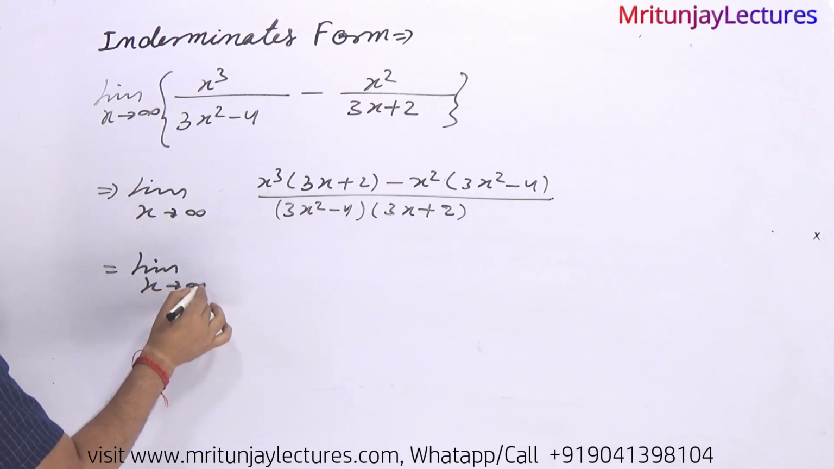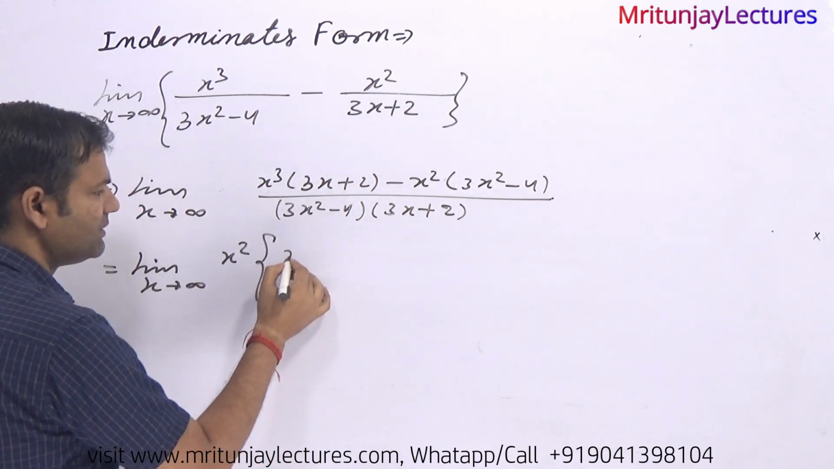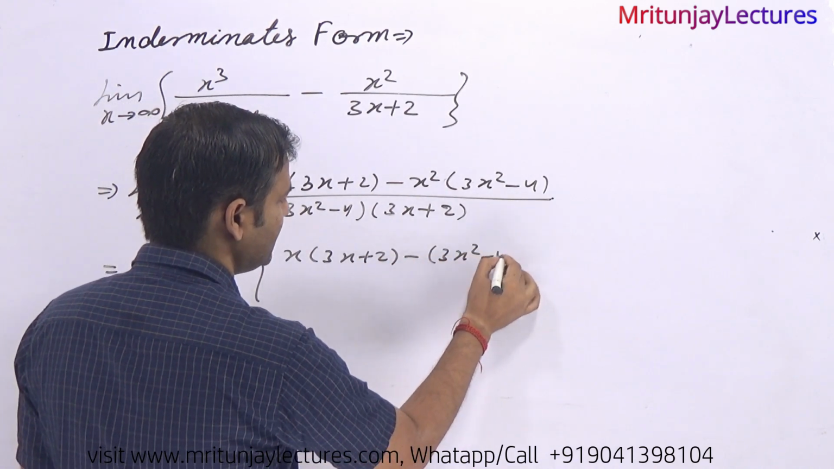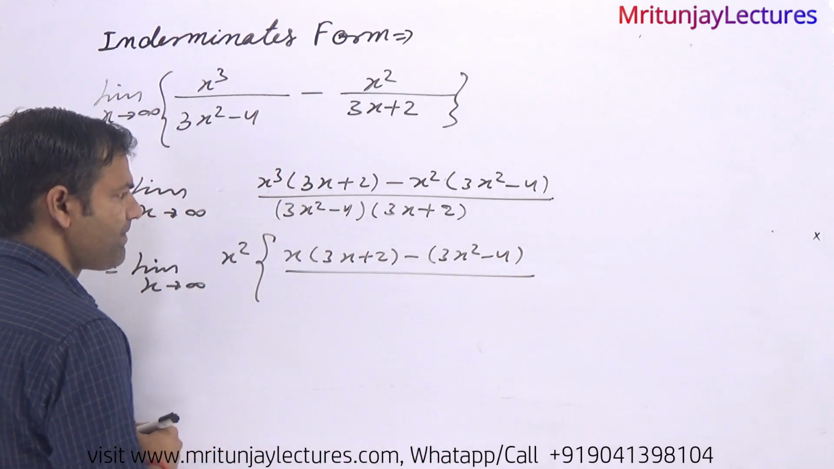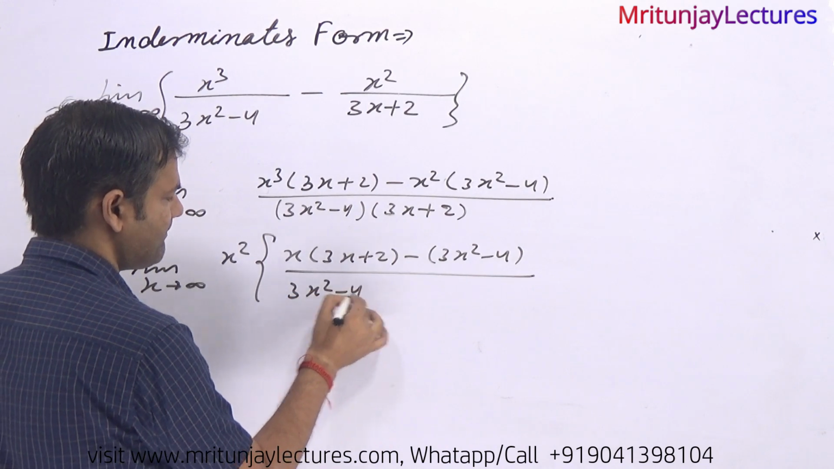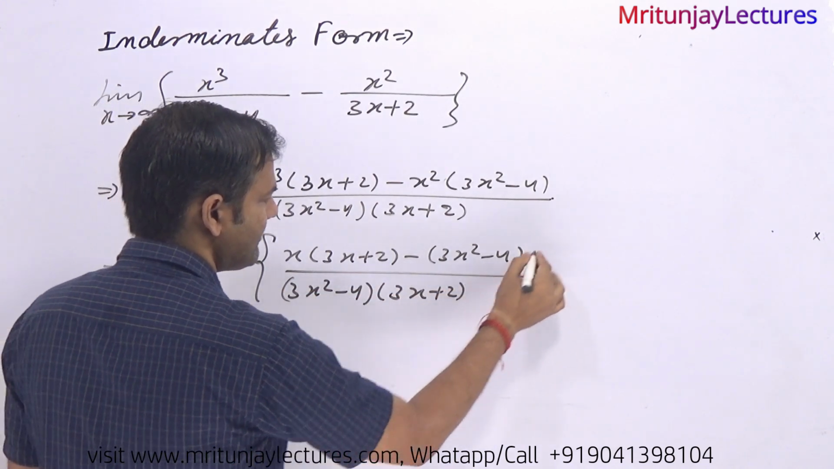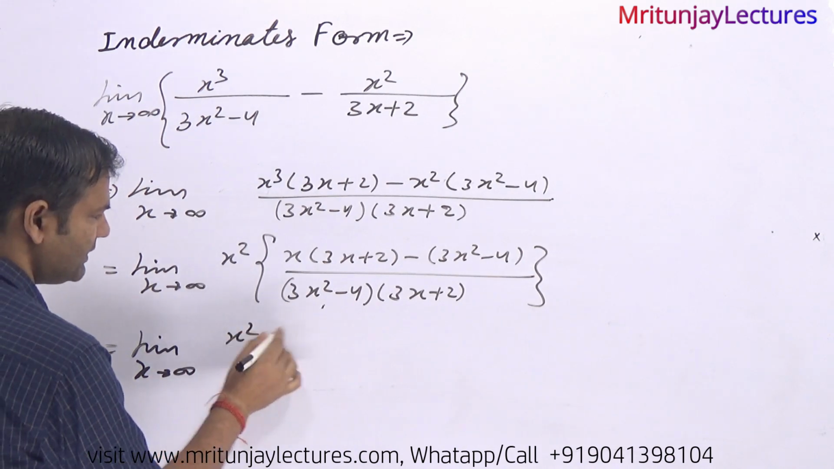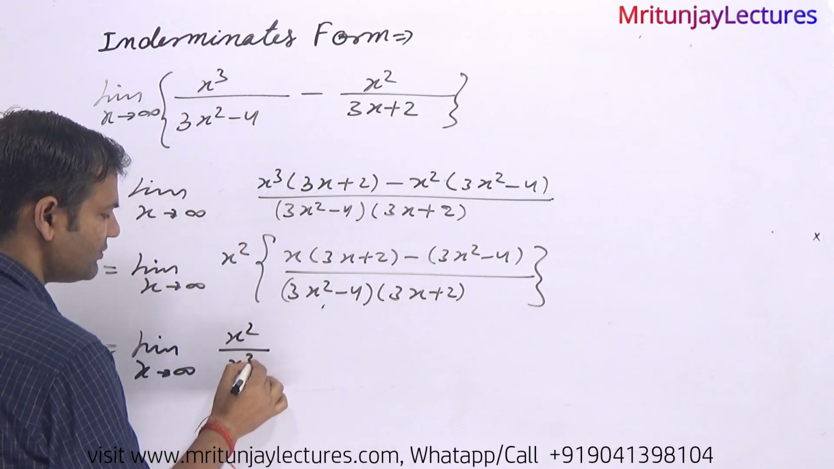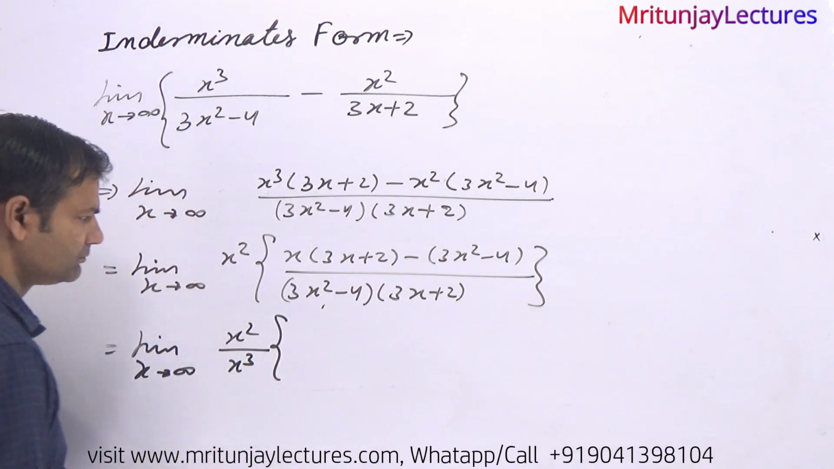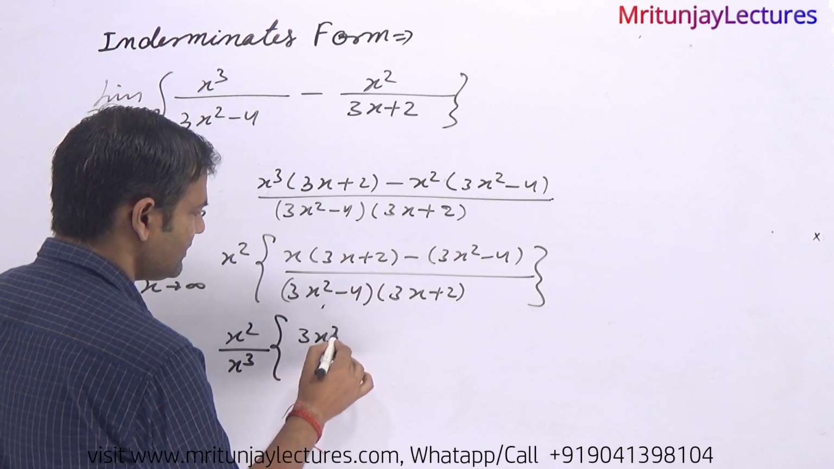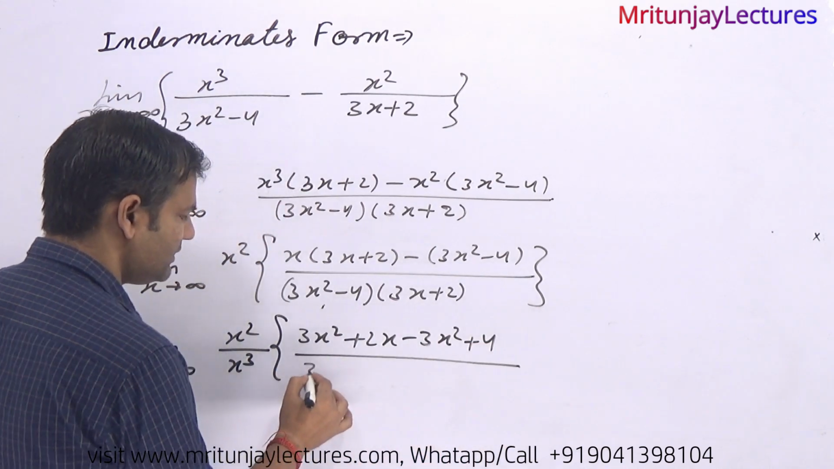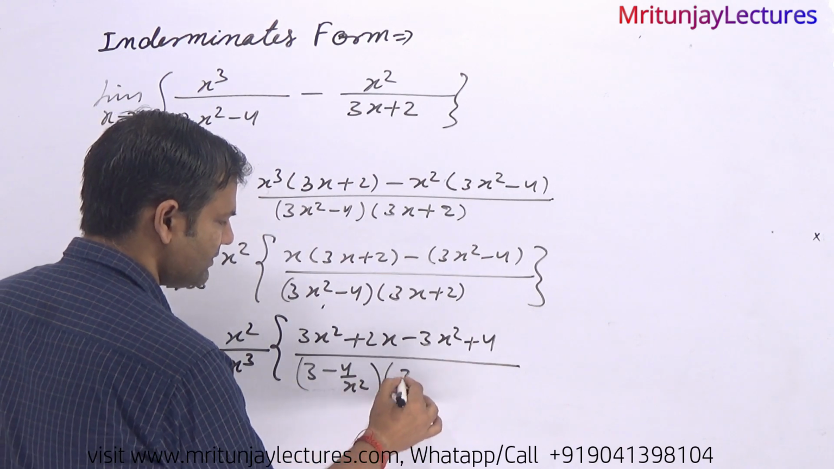Limit x tends to infinity. If we take x square common, then we get x into 3x plus 2 minus 3x square minus 4 whole divided by... Now limit x tends to infinity, the highest power is x cube, and this one multiplies 3x square, that is 2x minus 3x square plus 4 whole divided by 3 minus 4 by x square into 3 plus 2 by x.